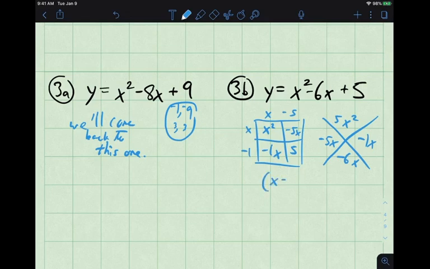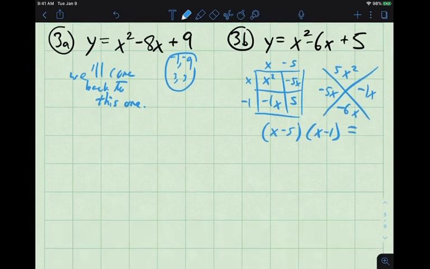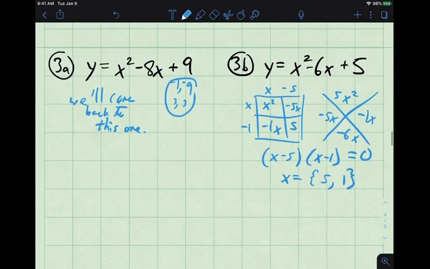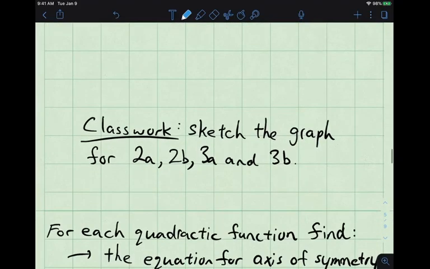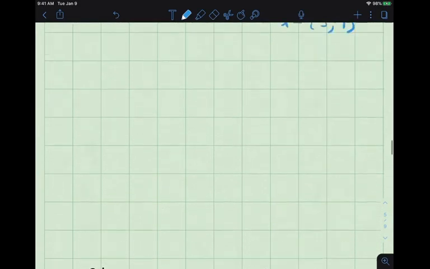So negative 5 minus 1 equals 0. X has to be 5 or positive 1. Okay. So then we're going back. Now we're sketching these 4 problems, 2a, 2b, 3a, and 3b.